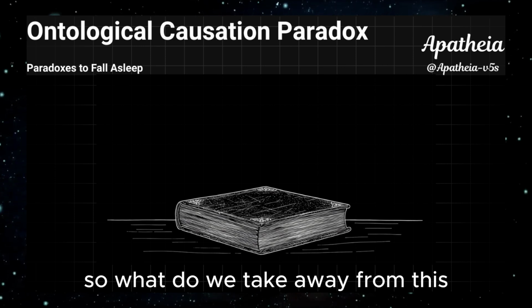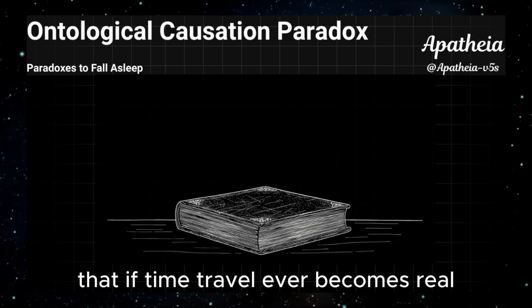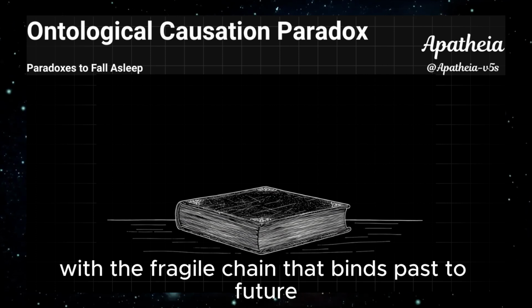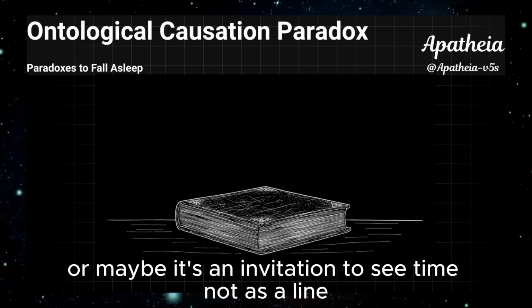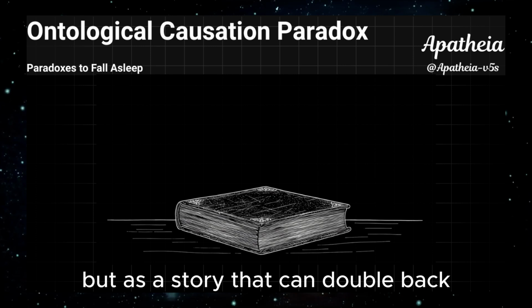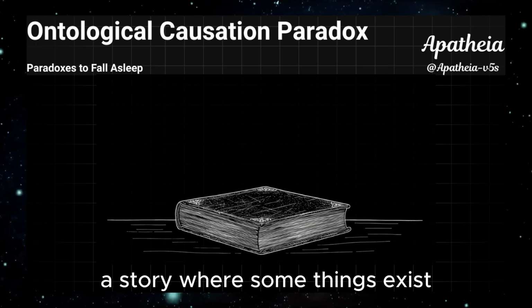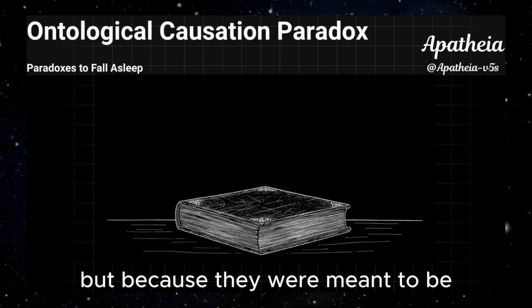So what do we take away from this? Maybe it's a warning that if time travel ever becomes real, we must tread carefully with causality, with creation, with the fragile chain that binds past to future. Or maybe it's an invitation to see time not as a line, but as a story that can double back, reference itself, echo its own words. A story where some things exist not because they were made, but because they were meant to be.